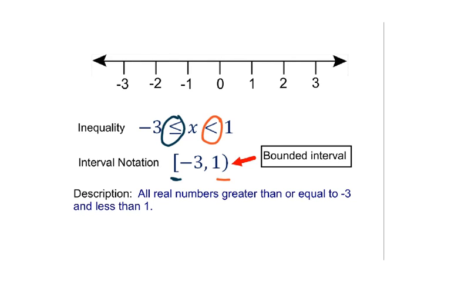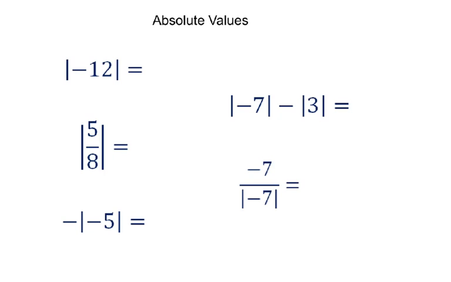So that means that -3 is actually included in this set, but we can get close, really, really, really close, 0.999999999 on forever. So we can get really close to the number 1, but the number 1's not actually in the set. So the description is all real numbers greater than or equal to -3 and less than 1.